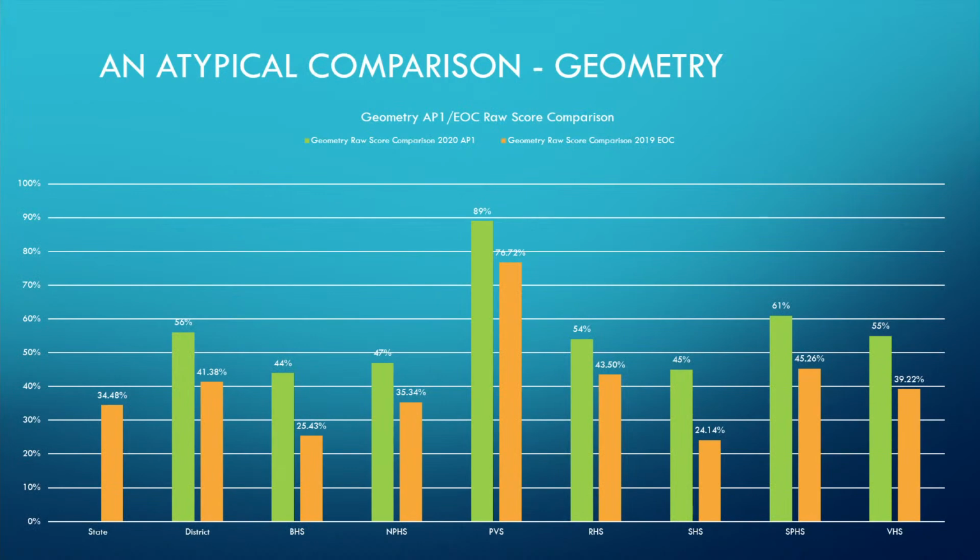While geometry only has results for this year, you see the slide has 2 data points. I am offering an apples-to-oranges comparison of the average scores from the benchmark results to the average raw score from the geometry end of course exam, which was taken in the spring of 2019. The green bar is the average score on the geometry benchmark, and the orange bar is the average geometry EOC raw score converted to a %.